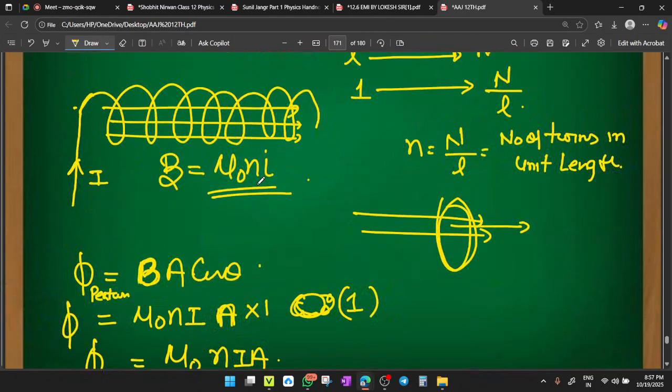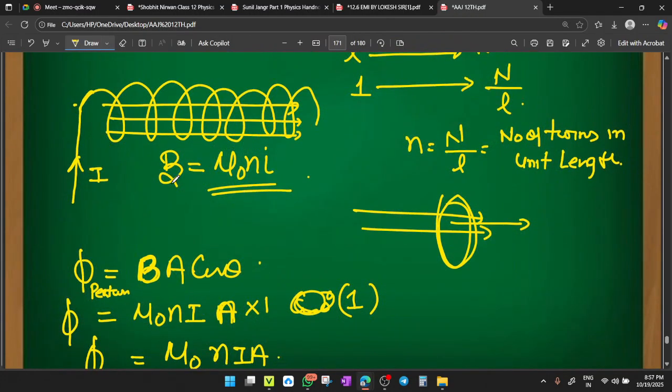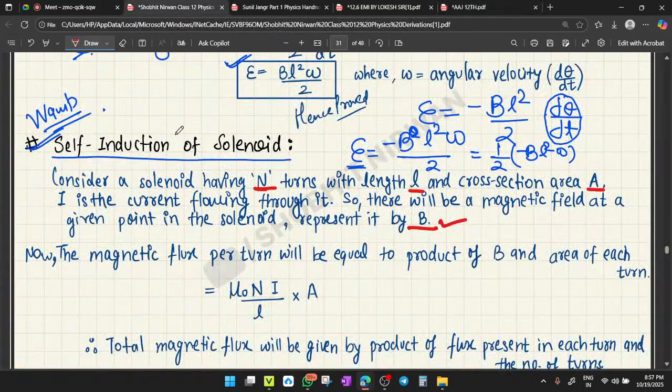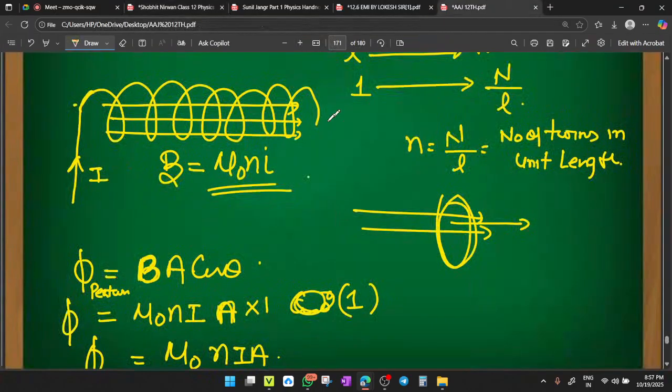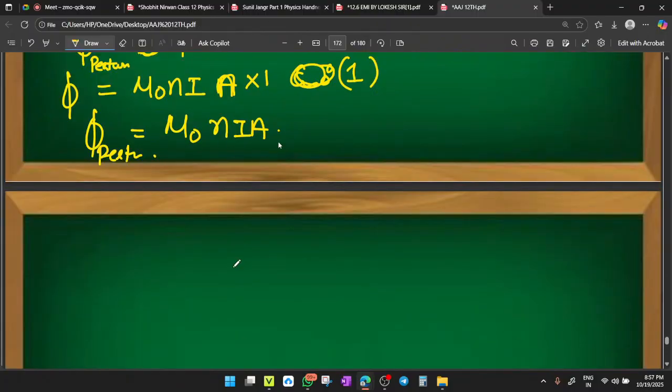B equals mu naught n i. But now we are talking about phi. Yes, phi equals mu naught n i. Wait, give some time, you will understand. So this is equal to phi per turn. Okay, clear or not clear?